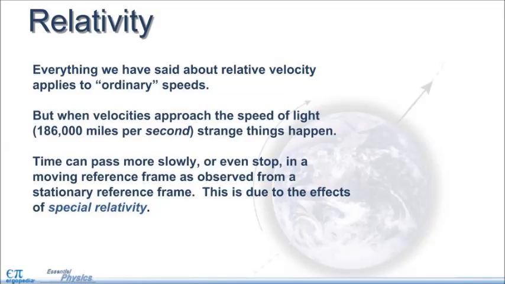Relativity. Everything we have said about relative velocity applies to ordinary speeds. But when velocity approaches the speed of light, strange things happen. Time can pass more slowly in a moving reference frame as observed from a stationary reference frame. This is due to the effect of special relativity.